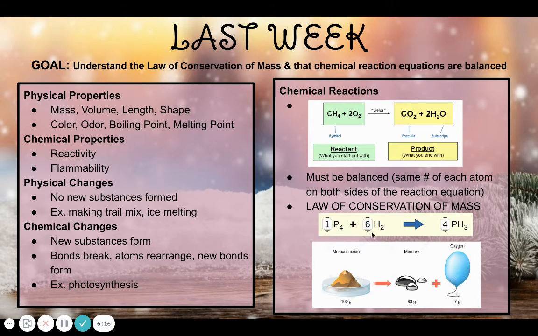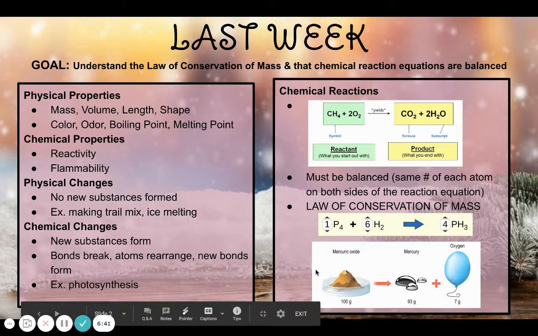In this case, I had to have 6 hydrogen gases in order to balance out with NH3. There were 4 of those. 4 times 3 is 12. So there are 12 hydrogens on that side, 12 hydrogens on the reactant side. So I've balanced my atoms on both sides of the equation. And then this last picture again shows you the idea of conservation of mass.